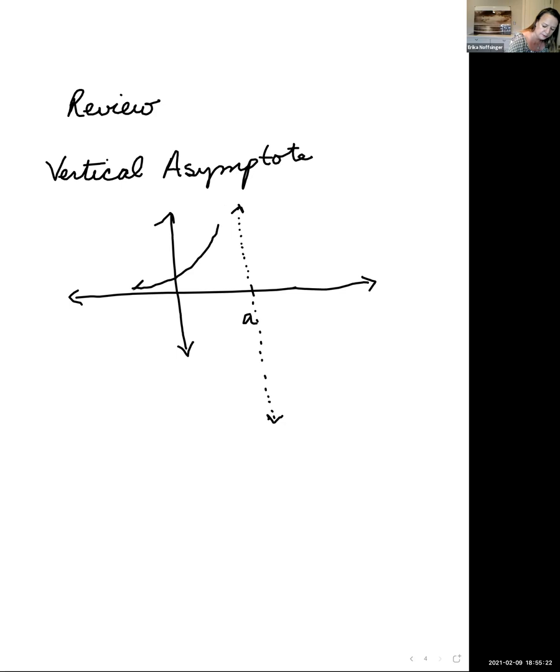So it can come up like this. Or it could have come down and gone down to negative infinity. And as we come in on the right, you might be going in a different direction, or you could be going in the same direction. But here's an example of what a vertical asymptote could look like at x equals a. Okay, so that's a vertical asymptote. I'm just going to call it VA.